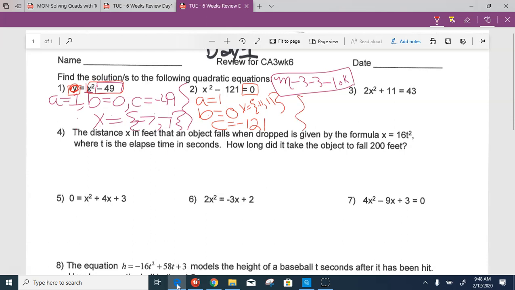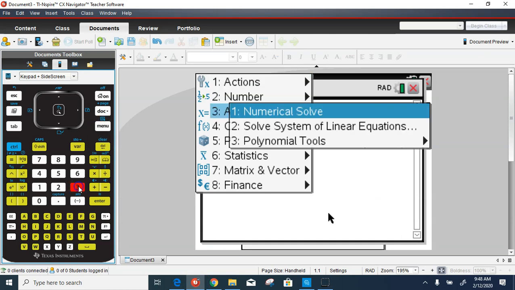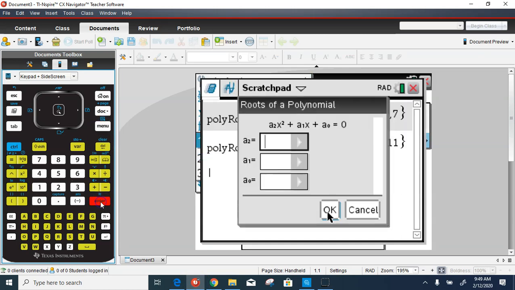And number 3, finally, to be done in the same fashion. So now I have 2 x squares, so my a value is going to be a 2. I have, once again, no x's at all, so I can say 0. And then my constant is this positive 11, so I can just put in regular 11. 2, 0, 11. So I go to menu, 3, 3, 1, enter.